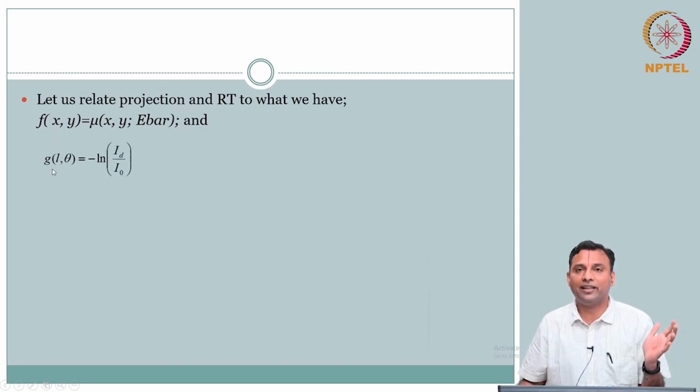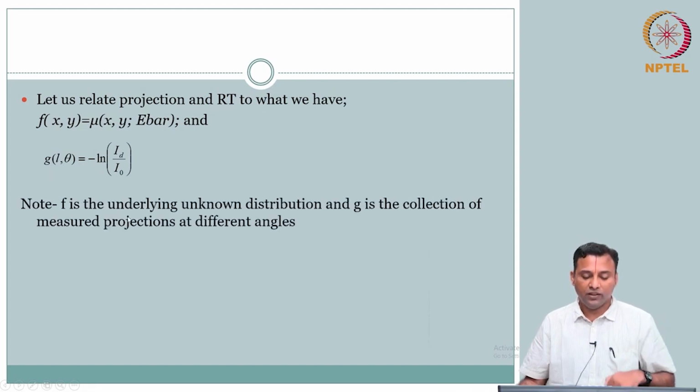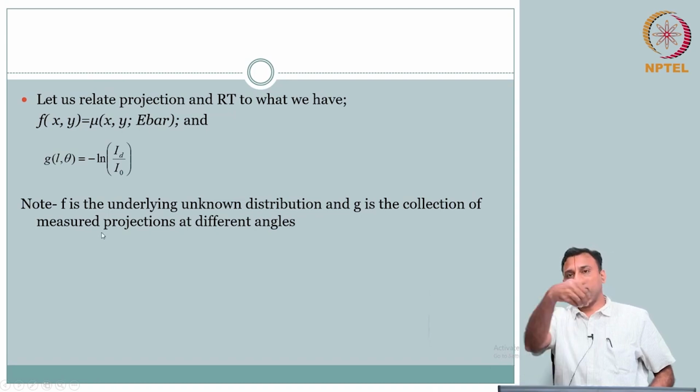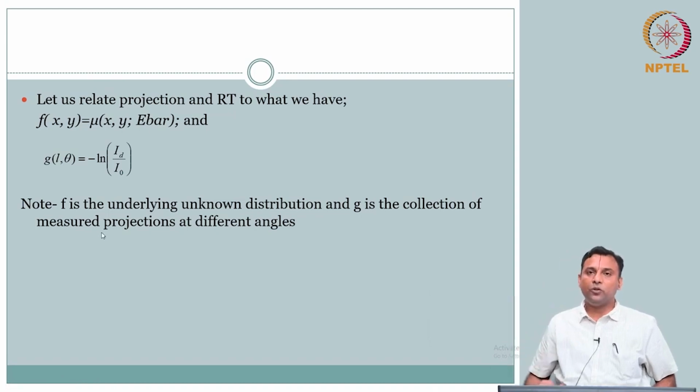G of L comma theta, the projection, is this measurement. So, f is the underlying unknown distribution, in our case it is going to be mu. G is the collection of projections from different angles. So, now you see the big picture. Our objective is, how do I get mu from G, correct.